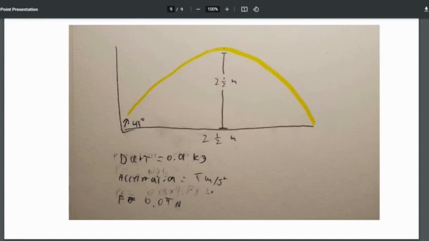So from that, we could figure out the force, which we could determine because the dart is roughly 10 grams or 0.01 kilograms. The force in newtons on the dart from the spring is going to be 0.05.